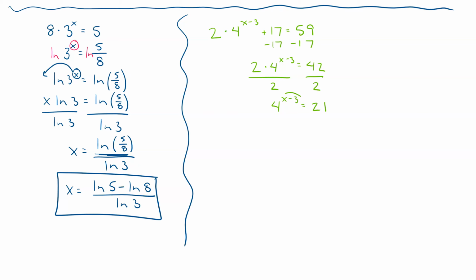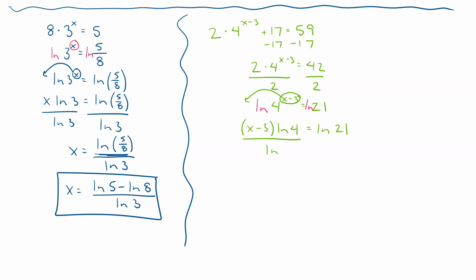And now I need to get my variable out of the exponent, and to do that I'm going to apply a natural log function to both sides. Now the froggy can jump off the loggy. I have x minus 3 natural log 4 equals natural log 21.